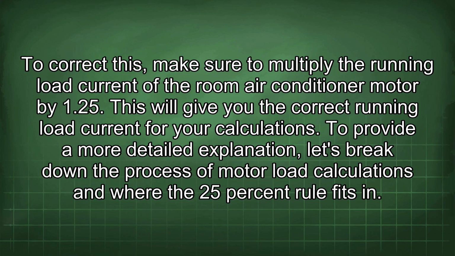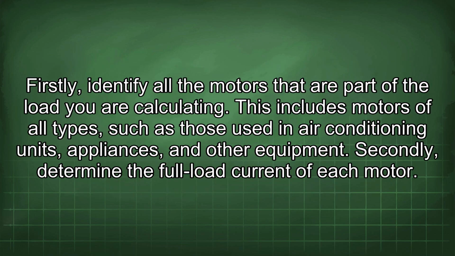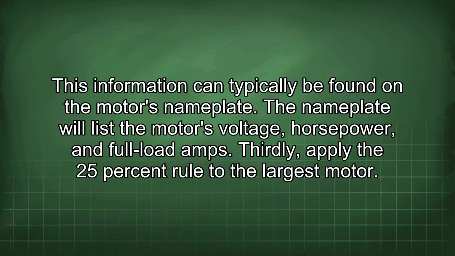To provide a more detailed explanation, let's break down the process of motor load calculations and where the 25% rule fits in. Firstly, identify all the motors that are part of the load you are calculating. This includes motors of all types, such as those used in air conditioning units, appliances, and other equipment. Secondly, determine the full load current of each motor. This information can typically be found on the motor's nameplate. The nameplate will list the motor's voltage, horsepower, and full load amps.